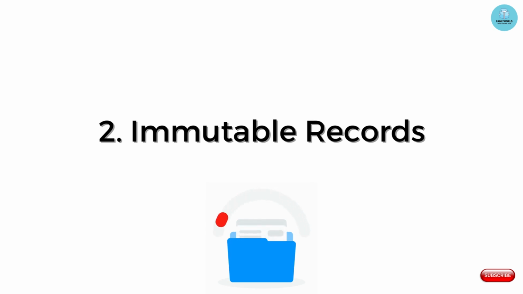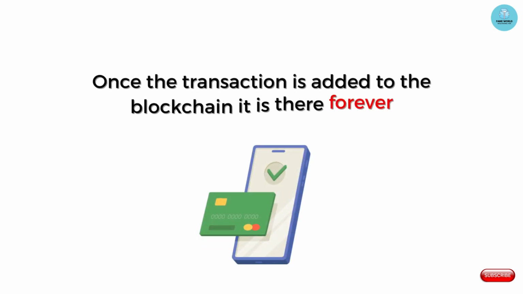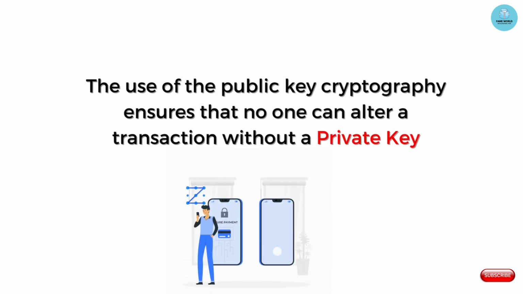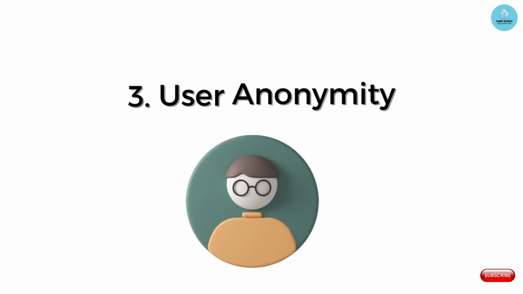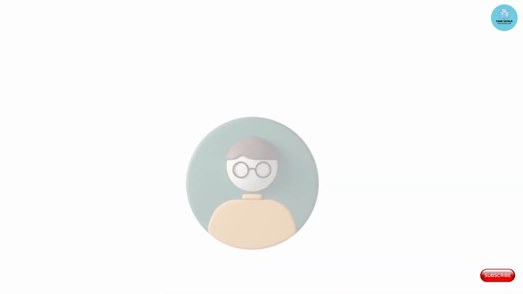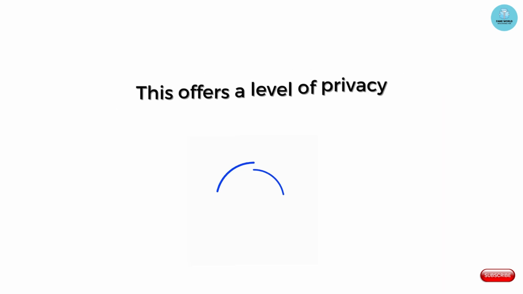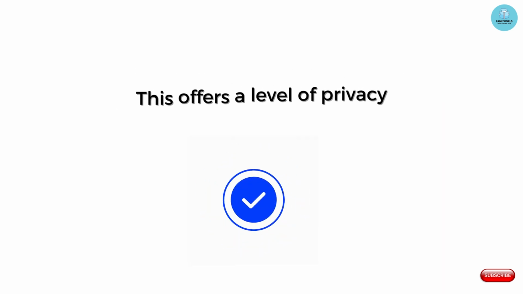Number 2. Immutable record. Once a transaction is added to the blockchain, it's there forever. The use of public key cryptography ensures that no one can alter a transaction without the private key. Number 3. User anonymity. While transactions are visible on the blockchain, users are pseudonymous, identified by their public keys. This offers a level of privacy.